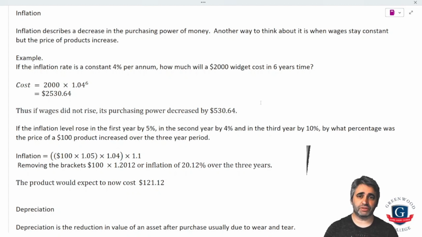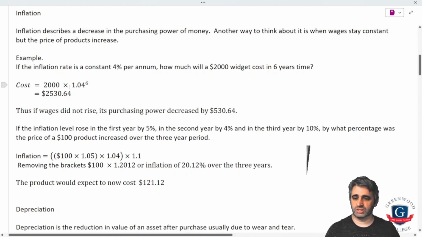So if the inflation rate was a constant 4% per annum, so every year products increased by 4%, a $2,000 widget would increase in cost. In the first year it would multiply by 1.04, and then by 1.04, and then 1.04, and do that 6 times. And that's where that 1.04 to the power of 6 comes from. In 6 years' time, it would cost $2,530.64. Thus, if wages didn't rise, the purchasing power of the $2,000 has decreased by $530.64. You would be able to buy less with $2,000.